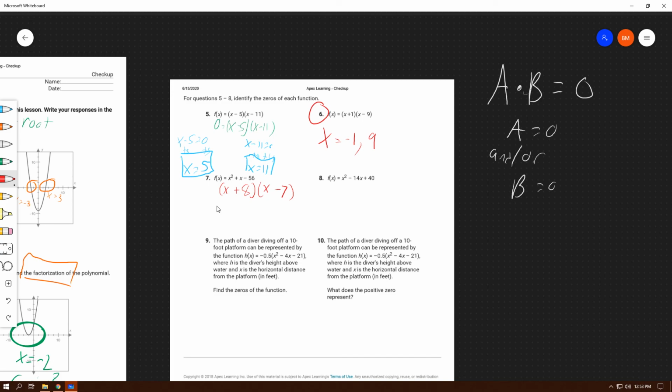Now, what are the zeros? X equals negative 8, right? It's x plus 8, so I take the opposite, and x minus 7, positive 7. Always going to be opposite. I'm done.